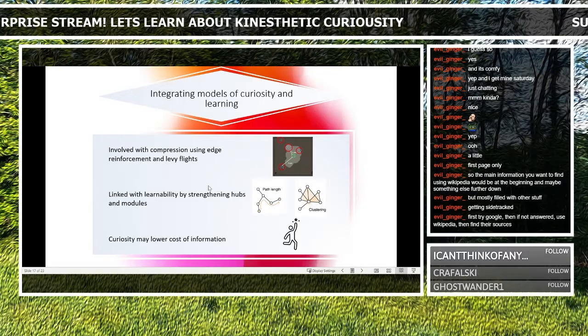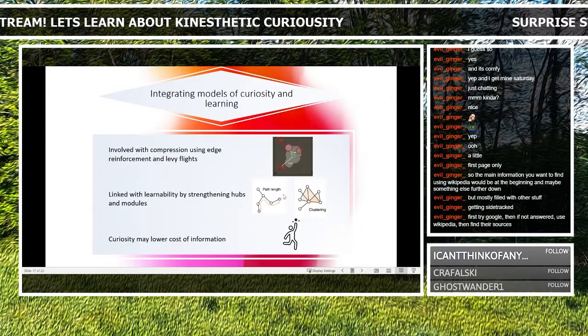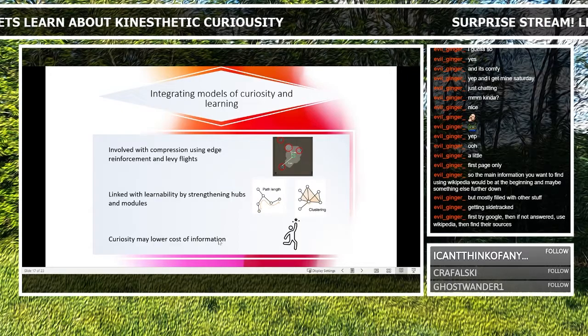And lastly, curiosity may lower the cost of information. So through these Lévy flights and edge reinforcement and the clustering to compression, this will lower the cost of information. It will lower the mental exhaustion, basically.